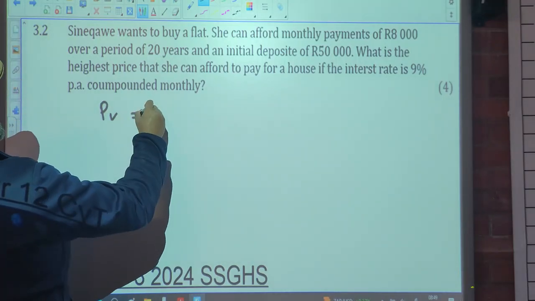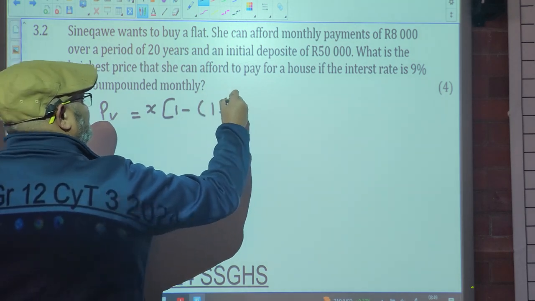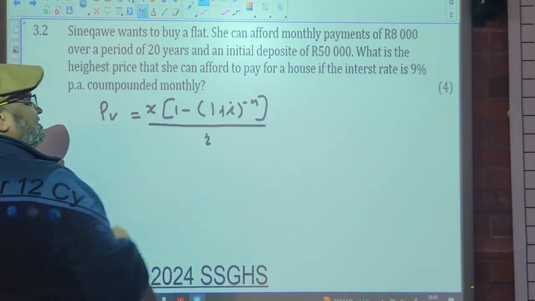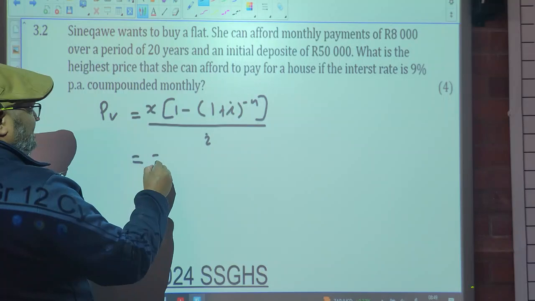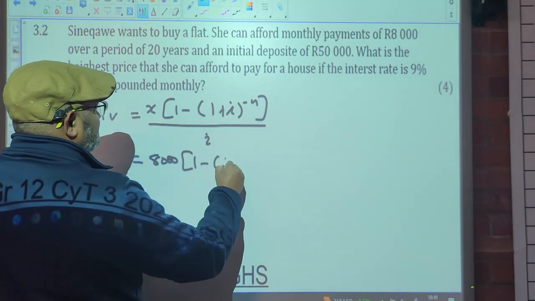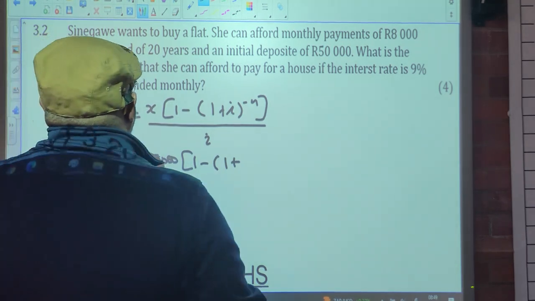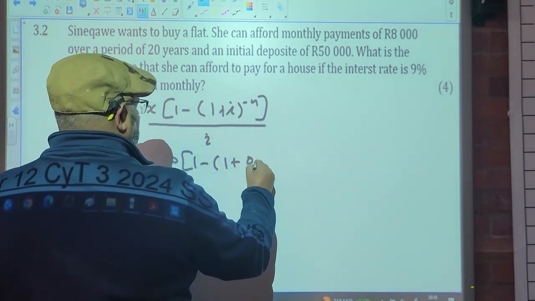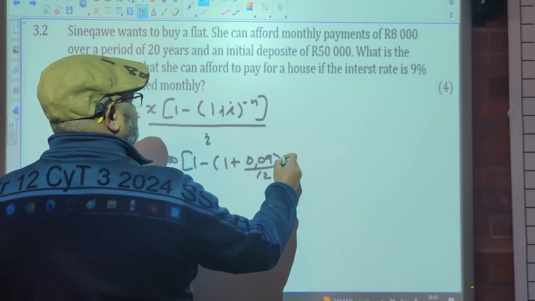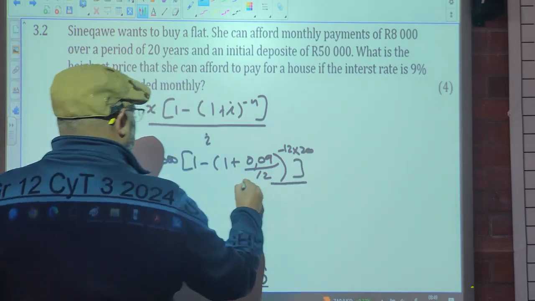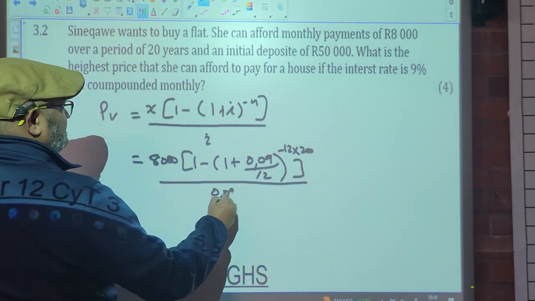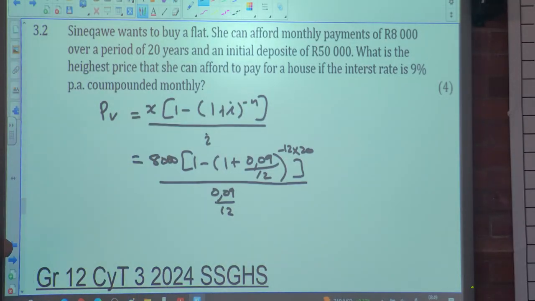Present value is equal to x into 1 minus 1 plus i to the minus n, all over i. We want to know what the P value is. So he's paying 8,000 rand a month into 1 minus 1 plus i, which is 0.09 over 12, to the exponent negative 12 times 20 years, and this is all over i, which is 0.09 over 12. So that is the loan amount.